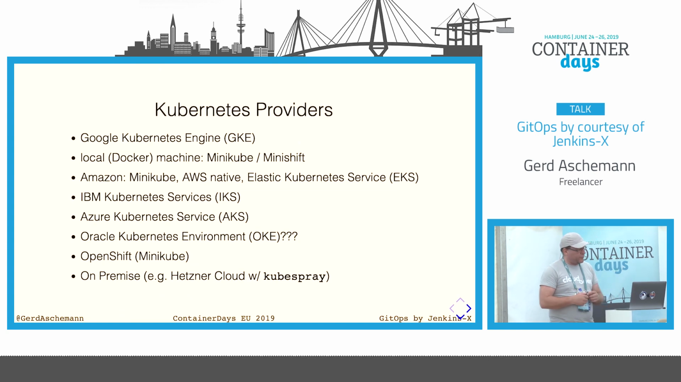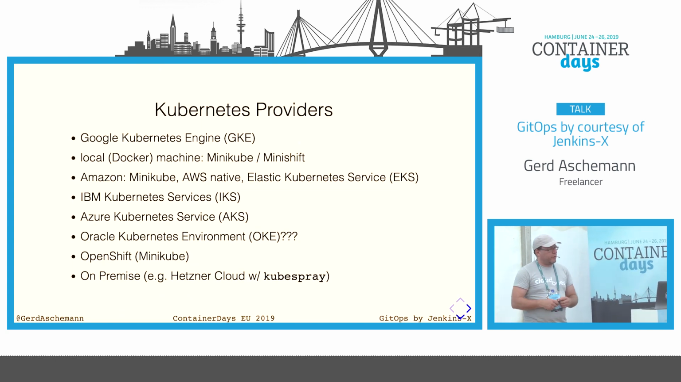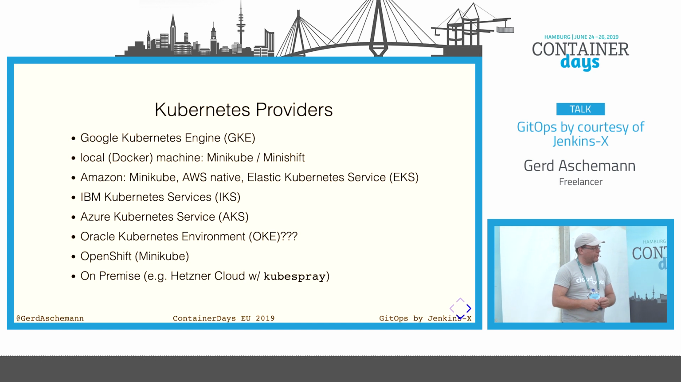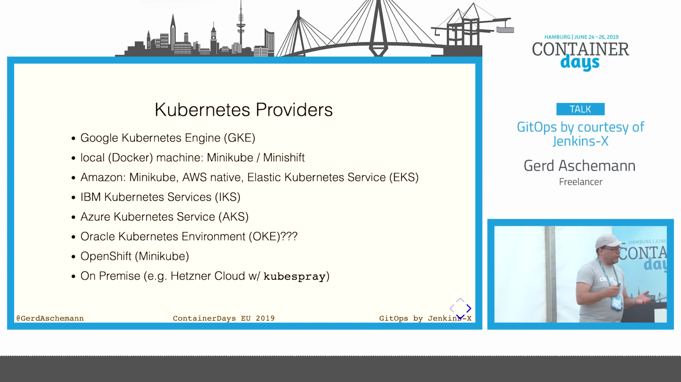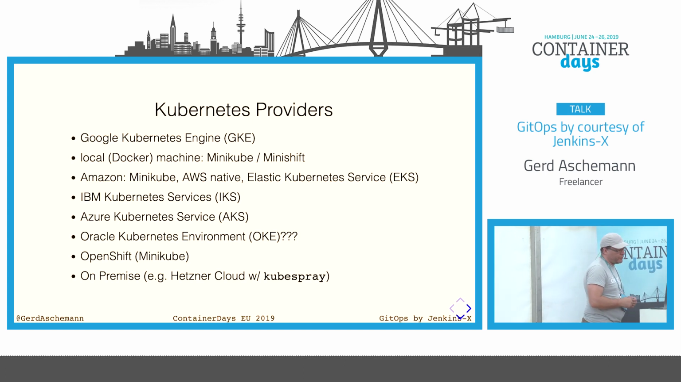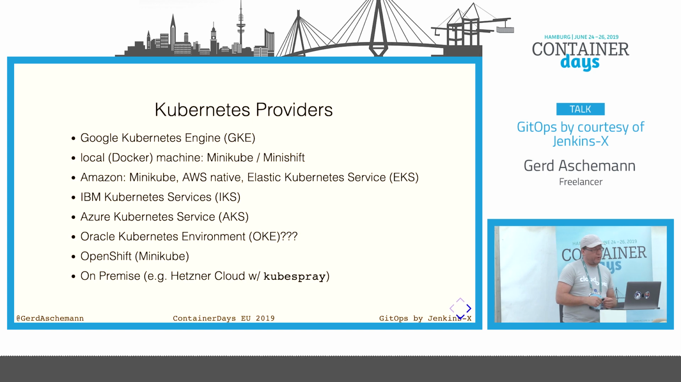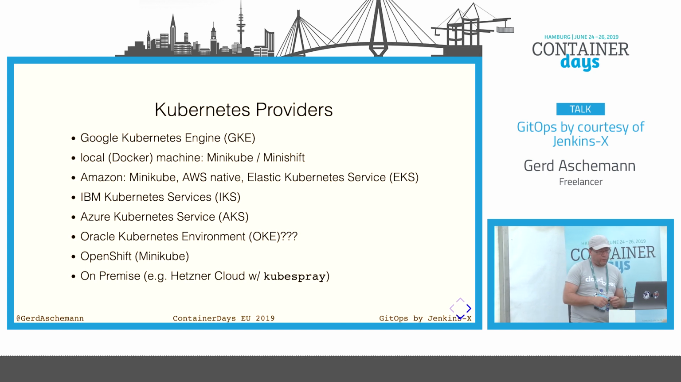So this is my list of Kubernetes providers. I think you see more or less all of the familiar ones: IBM, Amazon, Google. You can run it locally in a Minikube or Minishift environment, OpenShift of course, and you can also run it on premise. I have very good experience with the Hetzner Cloud. You can run it on Azure, etc. So it's running on almost any Kubernetes provider.